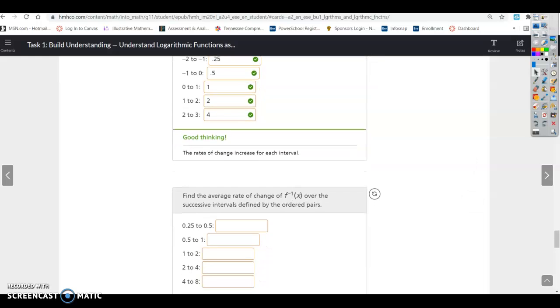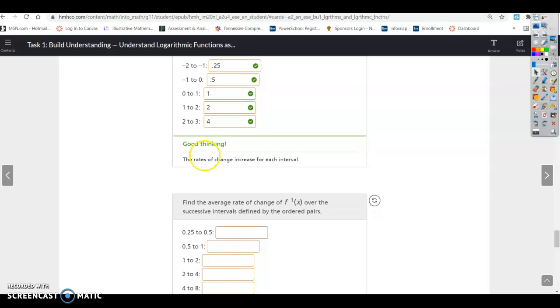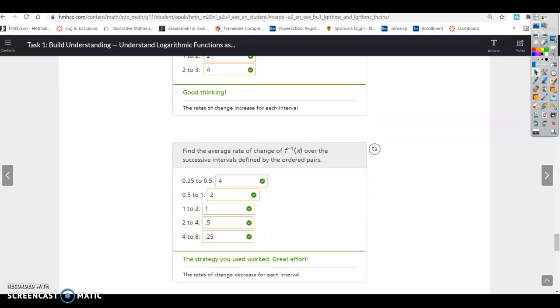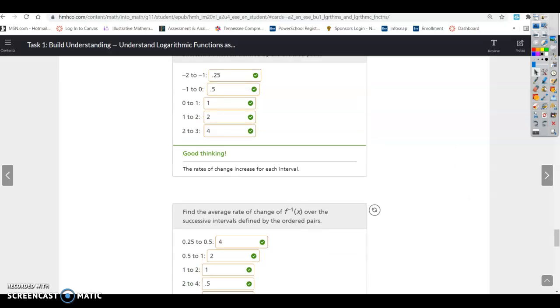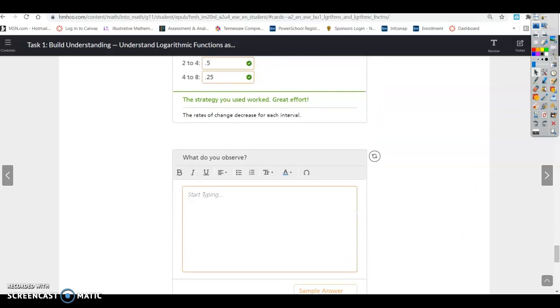All right, then it says find the average rate of change for f inverse of x. Okay, so f inverse of x means you're going to switch your x and y's. So it's going to be just the opposite. So if you look down here, it's going to be 4, 2, 1, 0.5, and 0.25. And I know that without even working it out, because I know that if I switch my x's and y's, that's also going to switch my average rate of change.